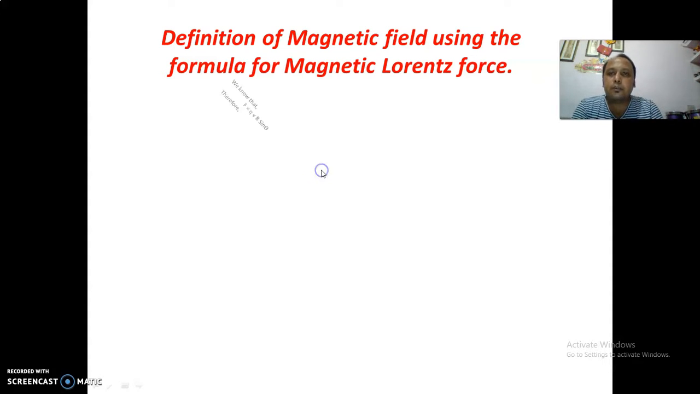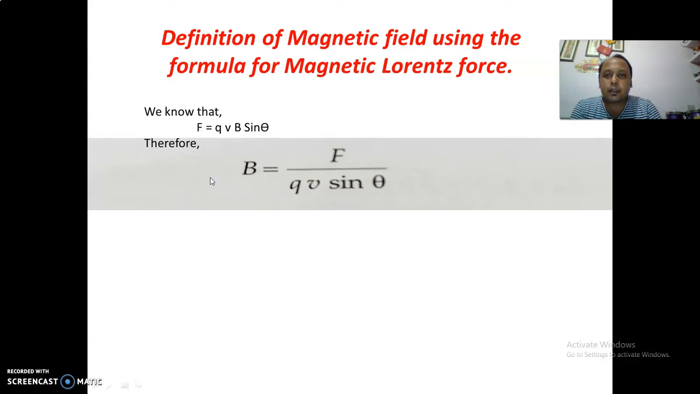Now we all know the value of the force experienced by a charged particle moving in a magnetic field B such that the angle between the velocity vector and the magnetic field is theta. The force is given by QVB sin theta. So therefore the value of B, the magnetic field, will be given by F by QV sin theta.